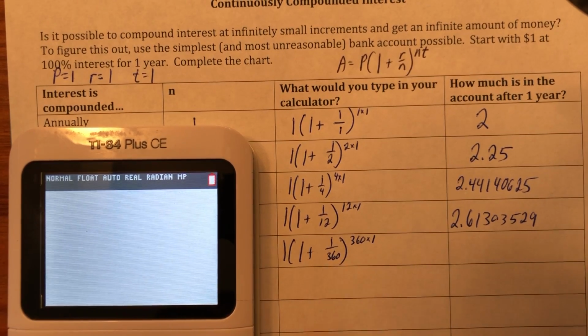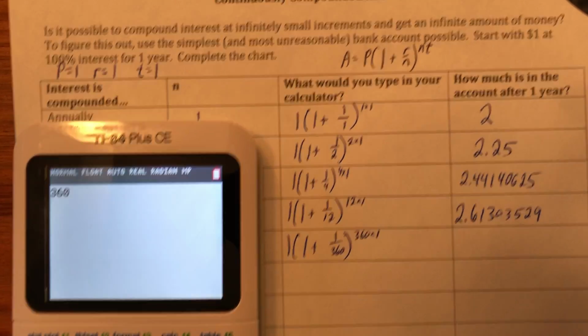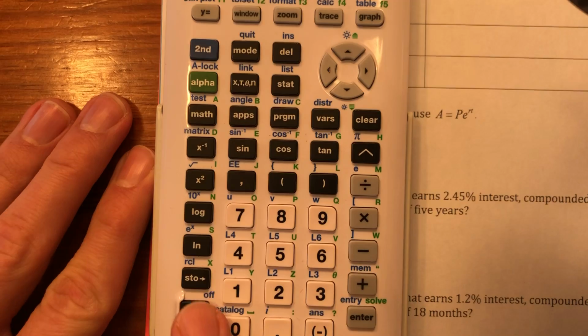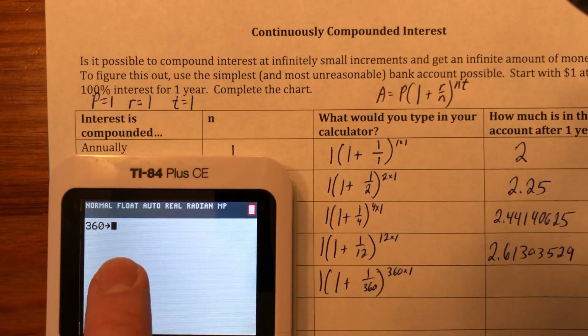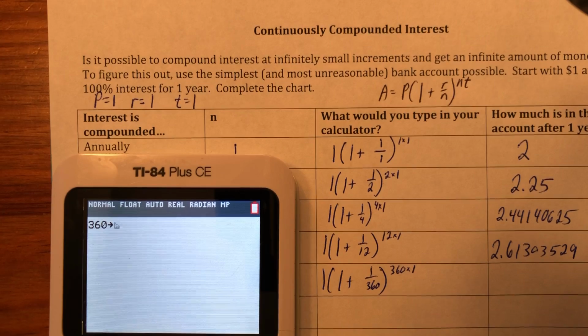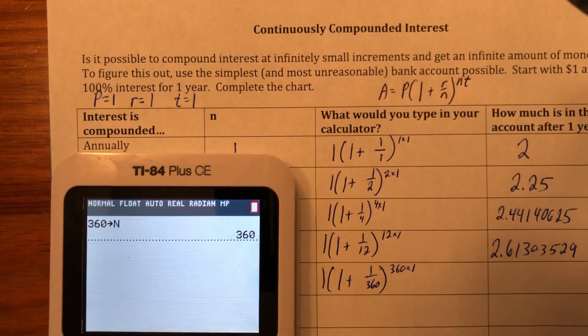Okay, this next one is 360. So 360 is going to store. I'm going to press STO. It's the store button. When I press that, this pops up, and I want to store it as something. I'm going to press alpha and N, and now N is 360.